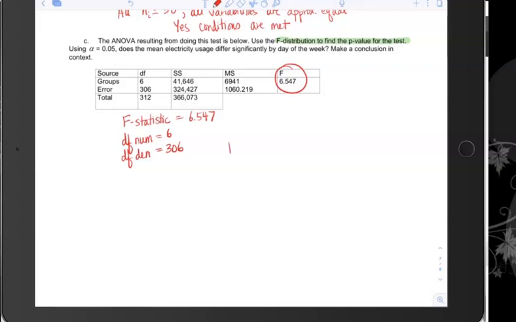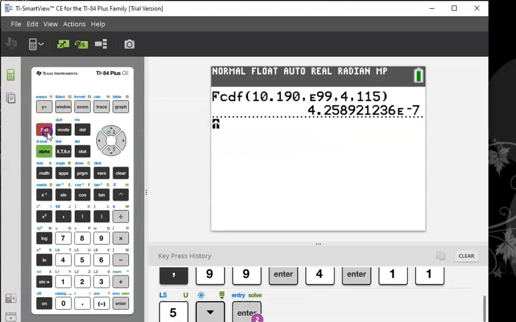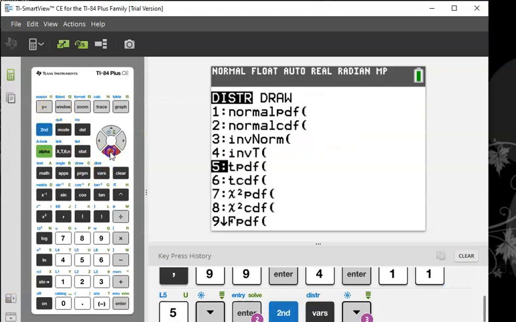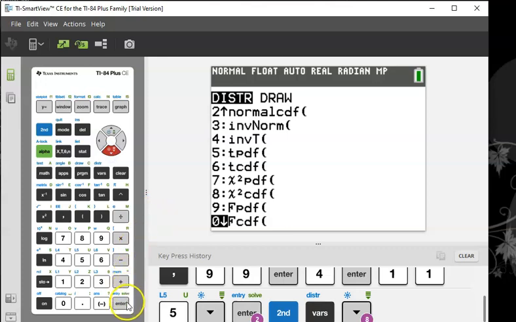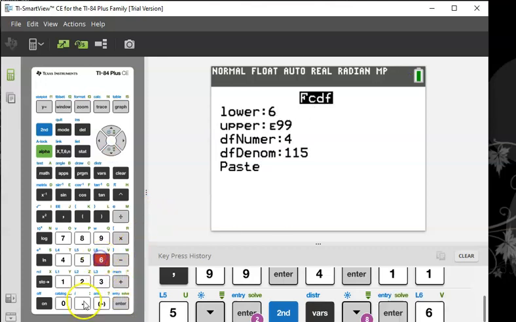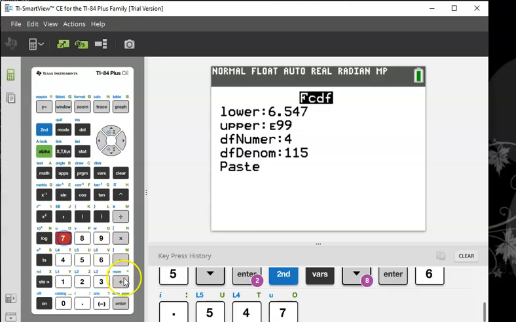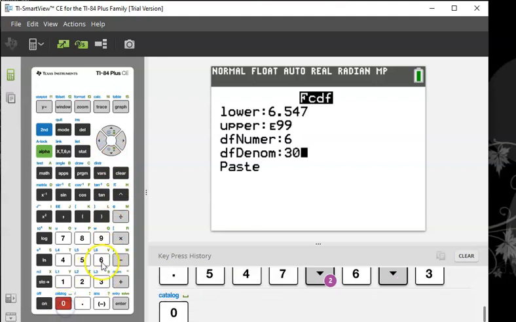So what are we going to do on our calculator? We will go FCDF 6.547, E99, 6, and 306. So let's do that. Second distribution, get to FCDF, and we're going to do 6.547, E99, and then I need to use the degrees of freedom. This should be 6, and this should be 306.